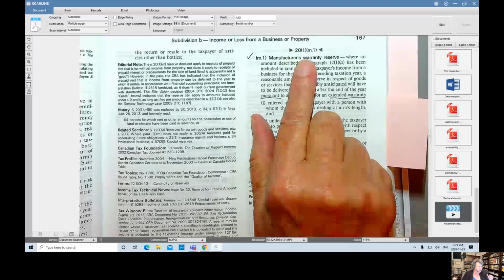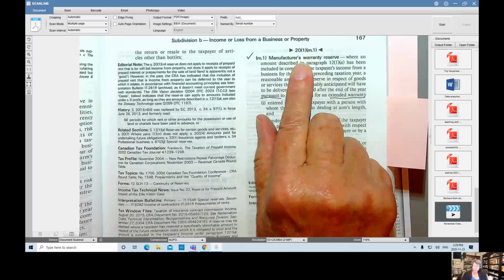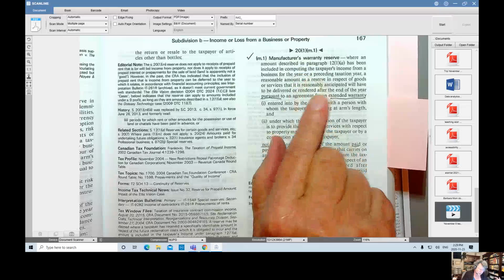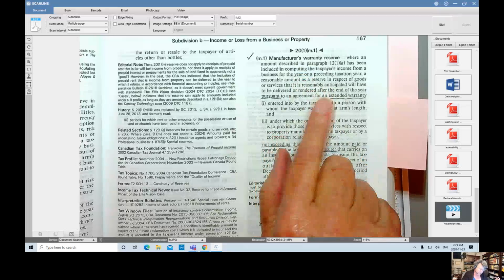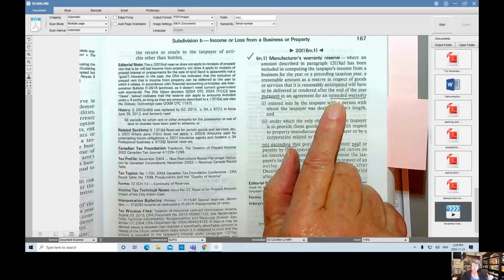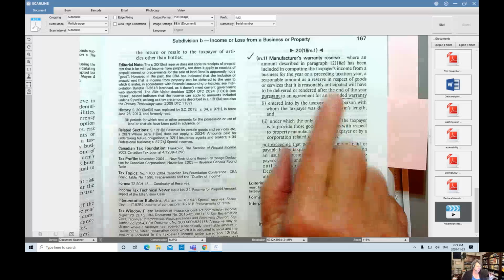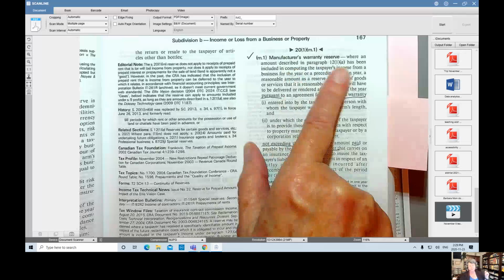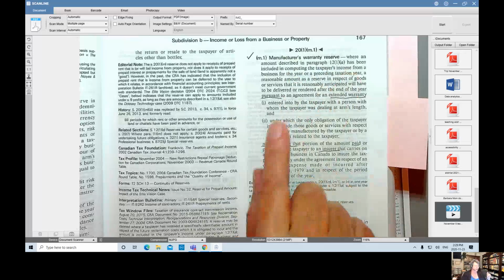And notice, for example, this says manufacturer's warranty reserve, and it says where an amount has been included in income and we have a reserve in respect of goods where we basically expect that we may have an extended warranty payment due because we have experience with this. Data analytics again tells us how much and so forth. That's deductible, but only, notice, not exceeding. Don't stop reading. Oh, we get to deduct a manufacturer's warranty reserve. You didn't read far enough. You've got to keep going.